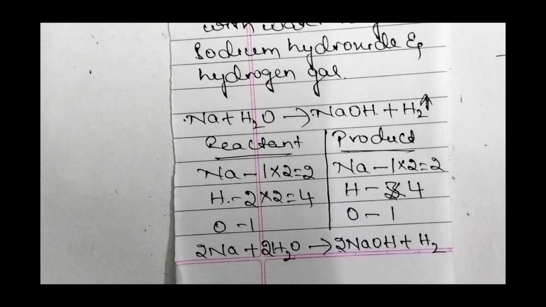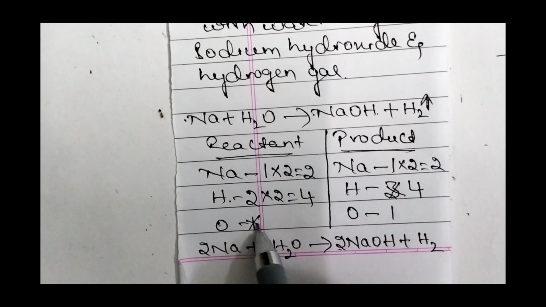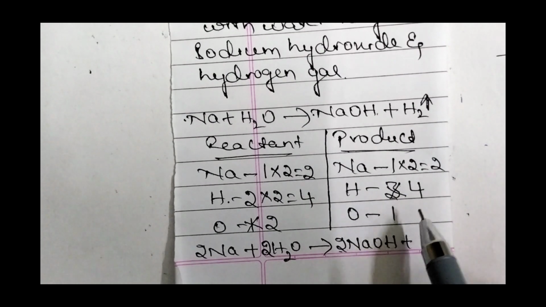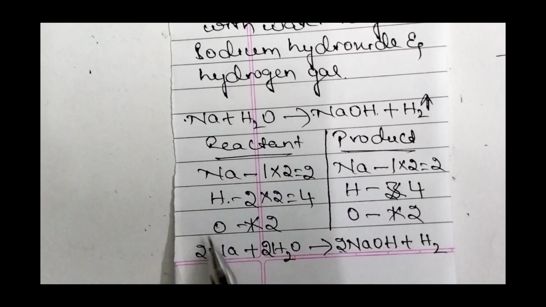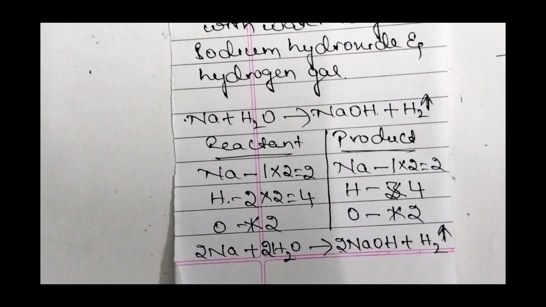So 2H2O. When hydrogen is multiplied by 2, then how much oxygen will it become? So oxygen also becomes 2. Cancel 1 and write 2. Then here also when sodium is multiplied by 2, oxygen also becomes 2. Cut 1 and write down 2. Now everything is balanced. So what is the balanced chemical equation when sodium metal reacts with water? So 2Na plus 2H2O gives rise to 2NaOH plus H2 liberated. So this is a balanced chemical equation.